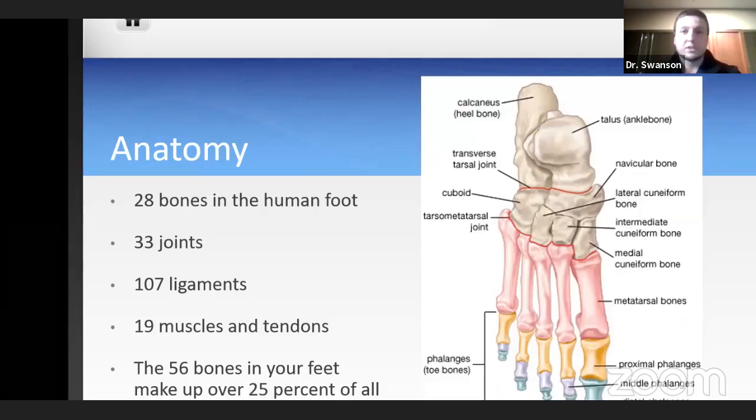I wanted to include this first slide here to inform everybody how many things we really have going on around our heel bones. We have 28 bones in our feet, 33 joints, 107 ligaments, 19 muscles and tendons. So the 56 bones in our feet make up over a quarter of all the bones in our body. So when we are identifying and diagnosing heel pain, we really have to keep into account what is all going on in our feet.